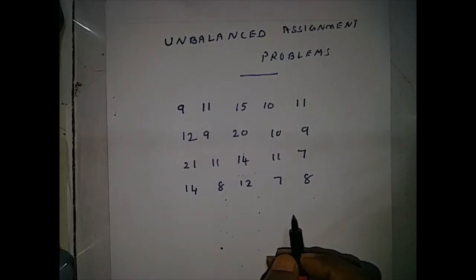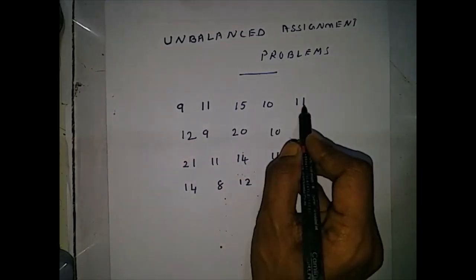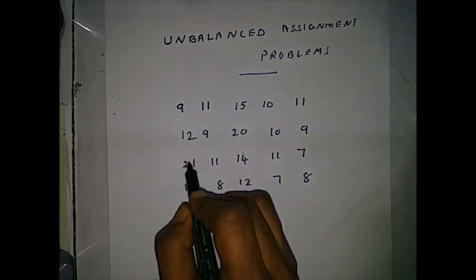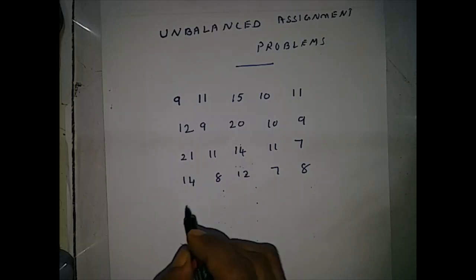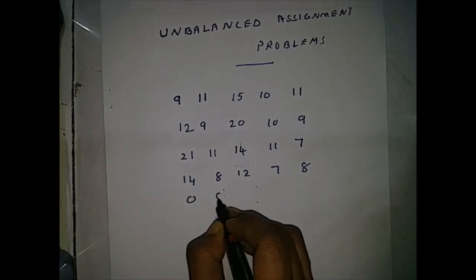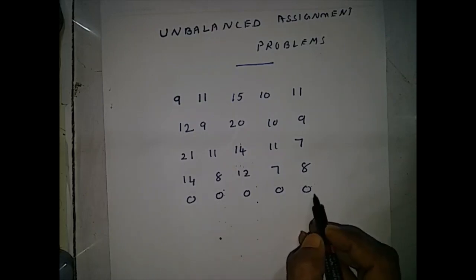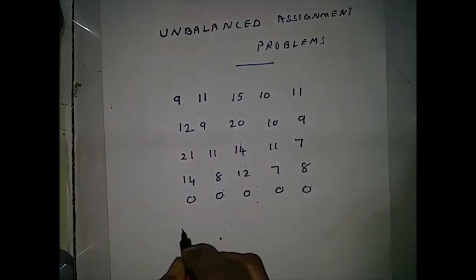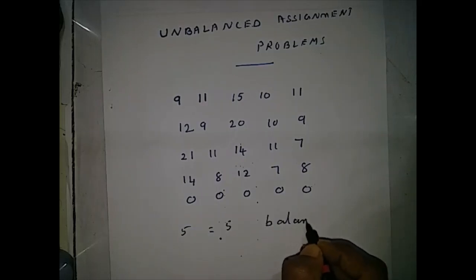Unbalanced assignment problems. Unbalanced means the number of rows and columns are not equal. The matrix is not balanced. Here you can see 1, 2, 3, 4, 5, 5 columns are there. 1, 2, 3, 4, only 4 rows are there. So first step, adding one dummy row so that all elements are 0. Now number of columns equal to 5, number of rows equal to 5. Now the problem is balanced.